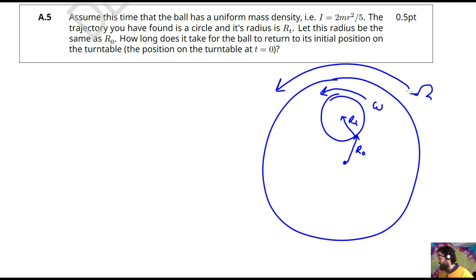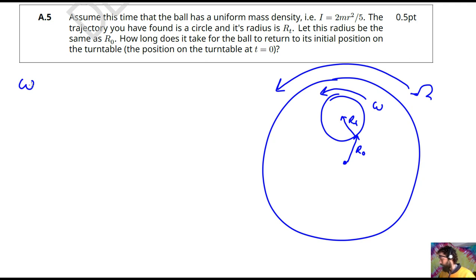Now, if the ball does one complete revolution, that doesn't actually guarantee that it'll be the same spot on the turntable. Even though it'll be in the same position relative to the lab, it won't necessarily be the same position with respect to the turntable. So what we need is for these two to line up together. In order to do that, we need to figure out how these two periods are related to one another.